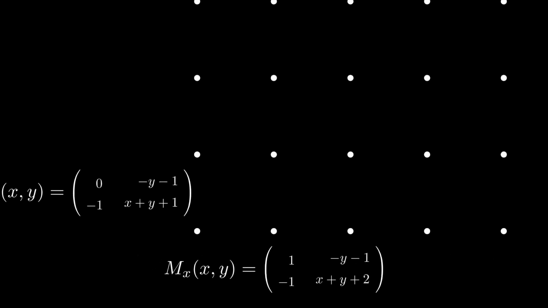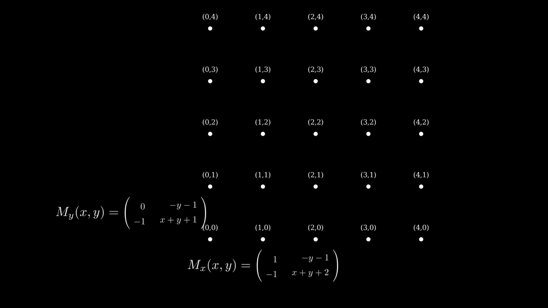Start at the point 1, 1. First, to move in the x direction, we multiply by mx, evaluated at x equals 1 and y equals 1. Now, to move up, we multiply by my, evaluated at x equals 2 and y equals 1. We do the same for the other path. The conservation criterion means that we always get the same result. That is, for every point, going right then up is the same as going up and then right.